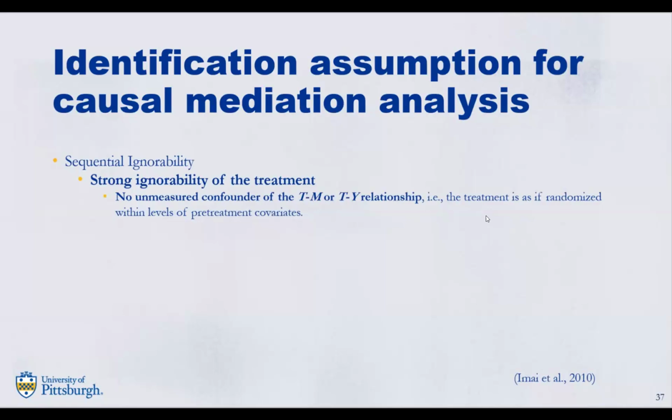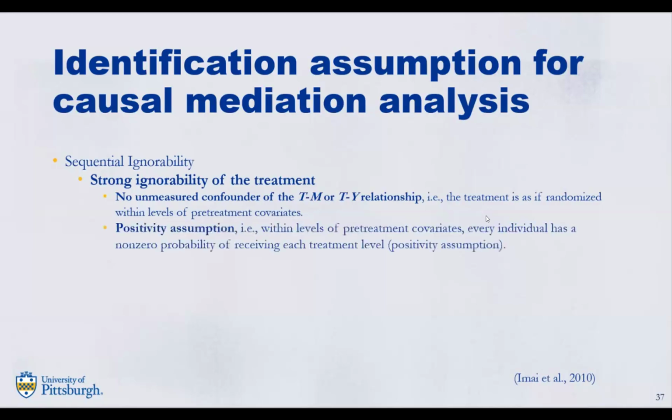So in this case, you are able to satisfy this first part of the ignorability assumption. And it also includes the positivity assumption. In other words, within levels of pre-treatment covariates, every individual has a non-zero probability of receiving each treatment level. This part is a very straightforward extension of the identification assumption for the total treatment effect.